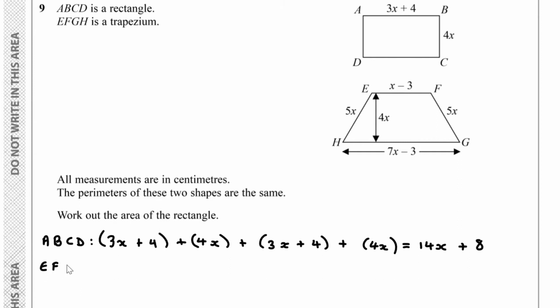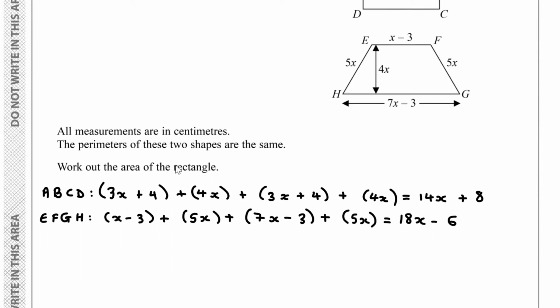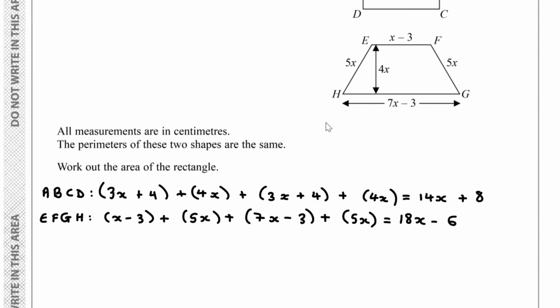And if we consider the perimeter of E, F, G, H, we have x minus 3 plus 5x plus 7x minus 3 plus another 5x. So it turns out here we'd get 18x minus 6. And from this, if we find out what x is, we can use this information to find out what the area of the rectangle is.